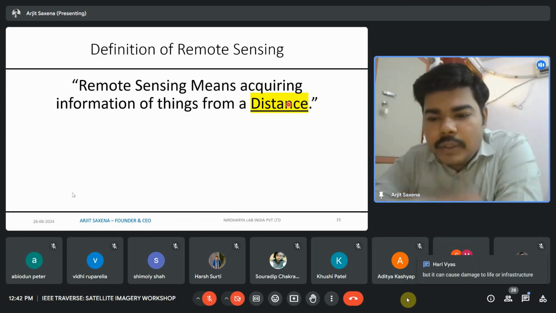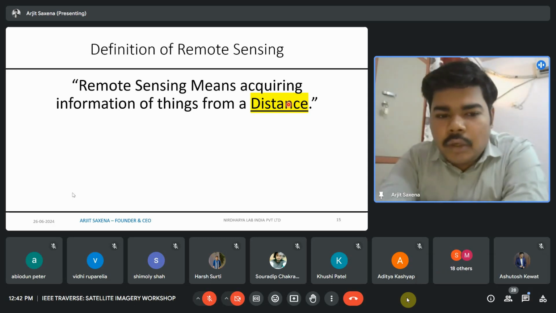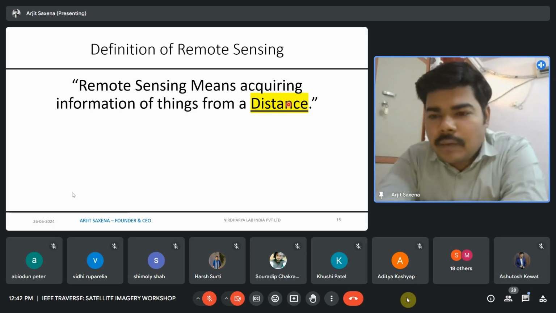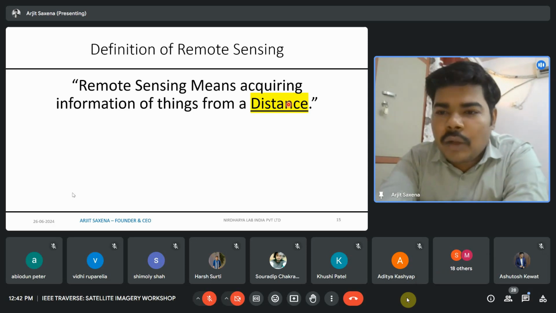See, it can cause damage to life and infrastructure, but that is not your property. An asteroid is not your property. It is a natural phenomenon. It is coming towards you. Dinosaurs also went extinct. We are just humans. We can also go extinct one day.